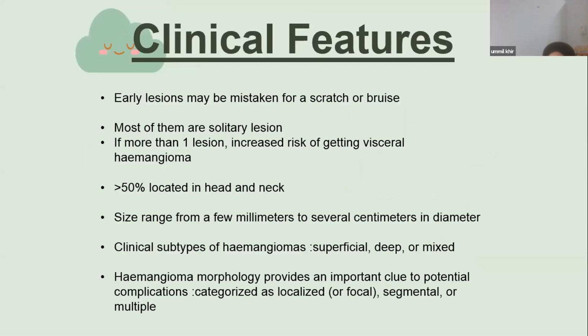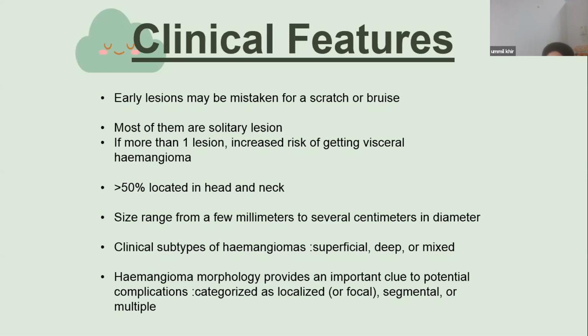For the clinical features, the majority of hemangiomas are not clinically evident at birth, but become apparent within the first days to month of life. Some newborns have a premonitory cutaneous mark, such as a patch of telangiectasis with rounded pallor. This early lesion sometimes may be mistaken for a scratch or bruise. The majority of lesions are solitary. If there is more than one lesion, there is an increased risk of visceral hemangioma.